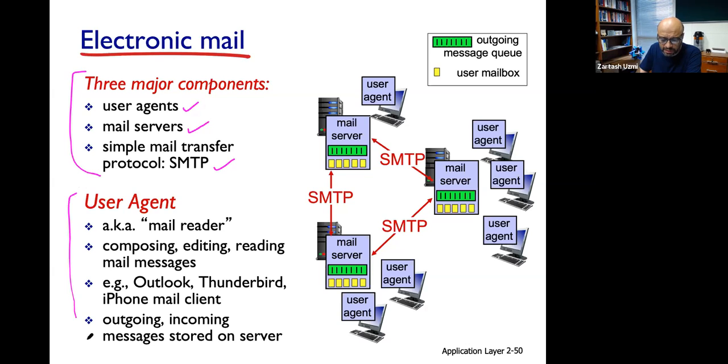So the user agent or mail reader will be used for composing, editing and reading the mail message. So बहुत सारे उसके हमारे पास सॉफ्टवेयर अवेलेबल हैं. आउटलुक है, थंडरबर्ड है, आईफोन का मेल क्लाइंट है, आईफोन के ऊपर डिफरेंट मेल एप्स, जीमेल के लिए एक मेल ऐप है. You can, by the way, configure that Gmail mail app to connect to other mail servers as well. So outgoing and incoming messages are stored on the server.